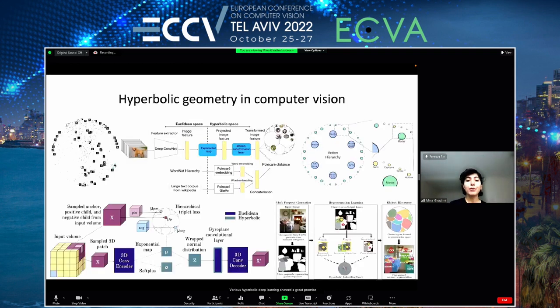Then, hyperbolic geometry was used in learning visual embeddings and in computer vision. Different methods are available in supervised or unsupervised tasks like image classification, zero-shot learning, action retrieval, clustering, or unsupervised object discovery.